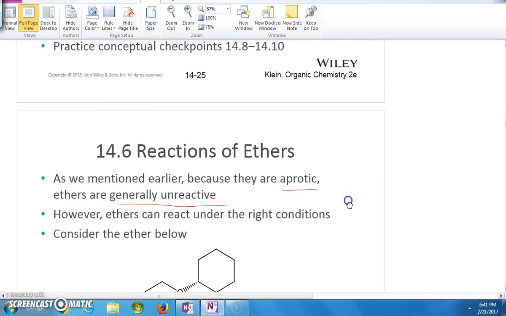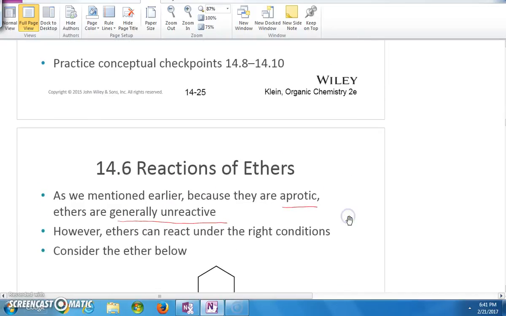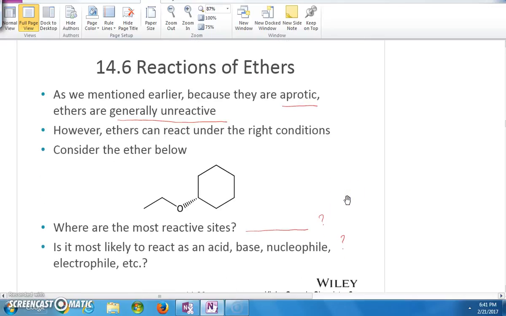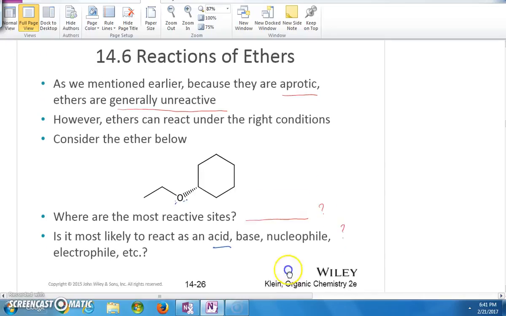Okay. The reaction of ethers, as we mentioned earlier, because they are aprotic, ethers are generally unreactive. However, ethers can react under the right conditions. The reactive side, of course, is the oxygen, and so you can make that react with the acid. It is more likely to react with an acid, because it can be protonated.